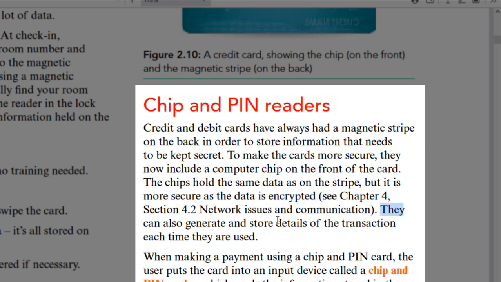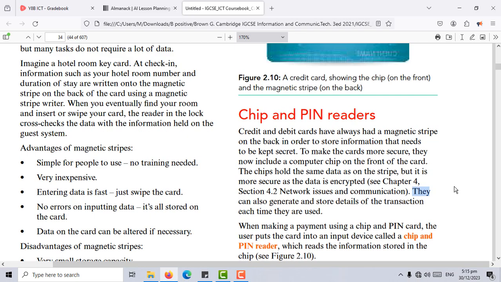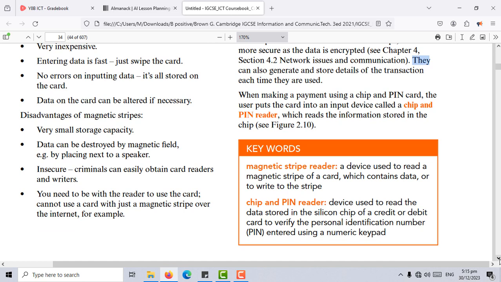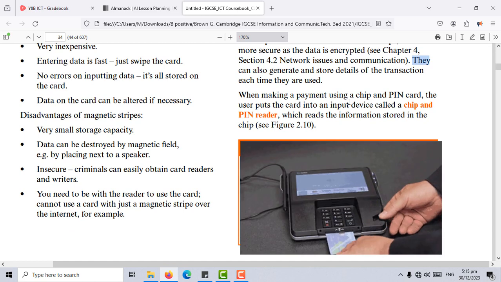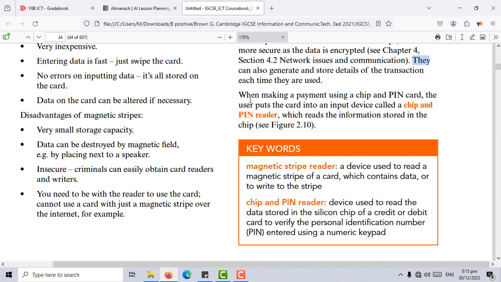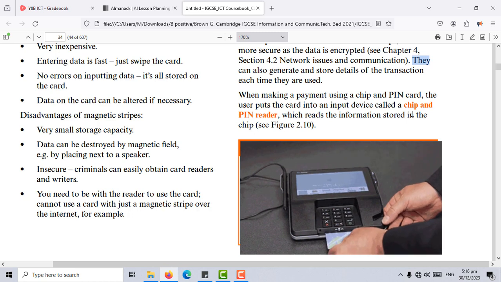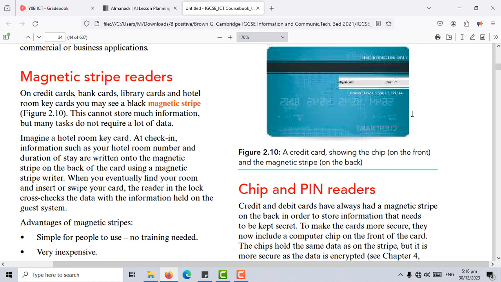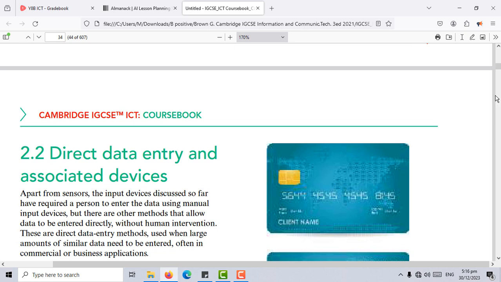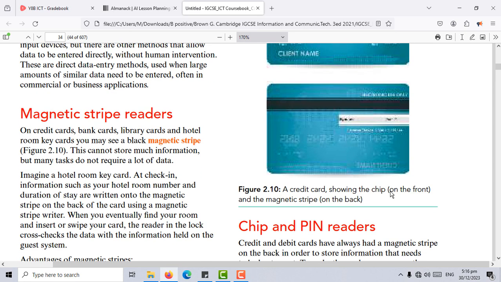Later on we'll learn more about that. They can also generate and store details of the transactions each time they are used. So every time you withdraw money from an ATM, this will be stored on the card itself. When making a payment using a chip and pin card, the user inserts the card into an input device called a chip and pin reader, which reads the information stored in the chip. So this is chip and pin, and the one below is the magnetic stripe reader.